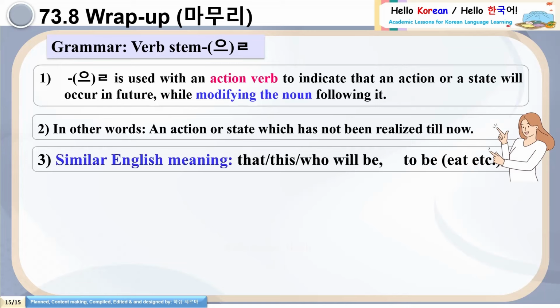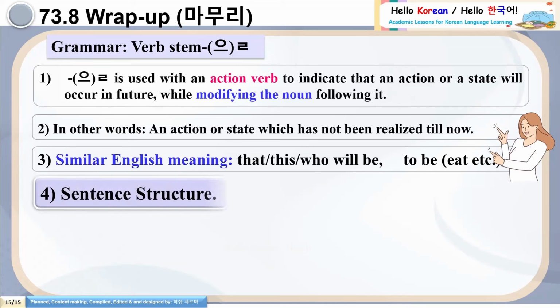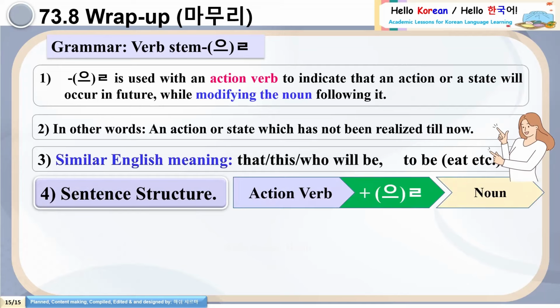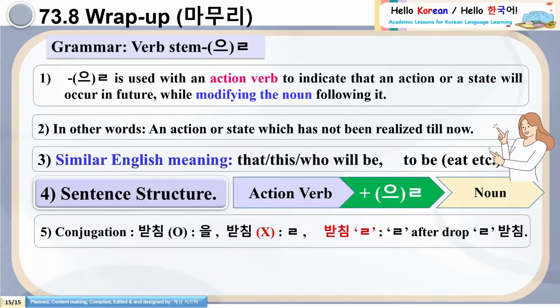Number 3, similar English meanings: that, this, who, will be, or to be. To be eaten, to be drunk, to be read, like this. Number 4, sentence structure: action verb without any space, ul, one space, then there must be a noun. Conjugation rules: if pachim is there, then add ul; if no pachim, add l; with the la pachim, after dropping la, add la here.